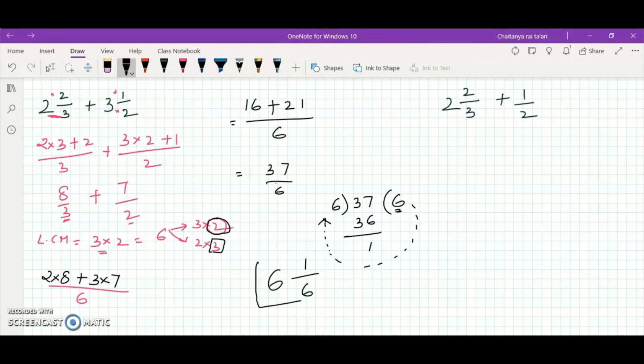In this way we can simplify the other adjacent problem in the same manner. I hope you understand this one and you can do the remaining problems.